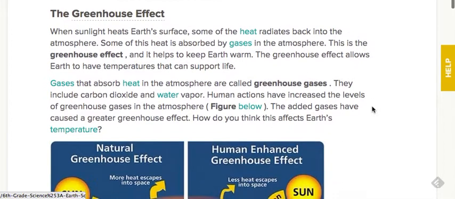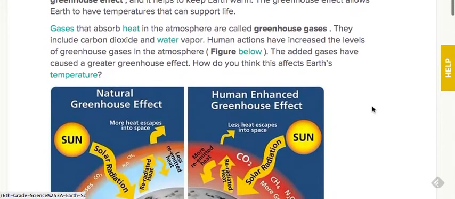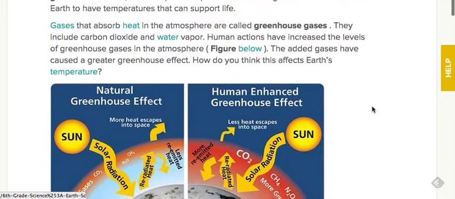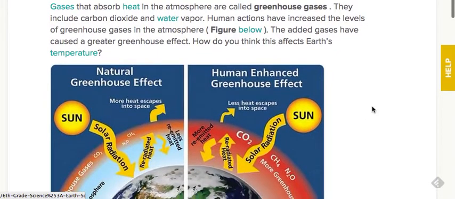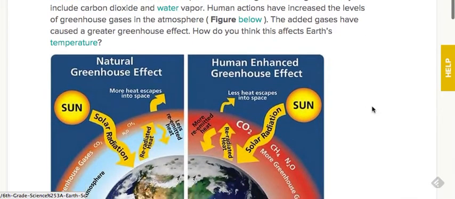Gases that absorb heat in the atmosphere are called greenhouse gases. They include carbon dioxide and water vapor. Human actions have increased the levels of greenhouse gases in the atmosphere. Look at the figure below. The added gases have caused a greater greenhouse effect. How do you think this affects the Earth's temperature?